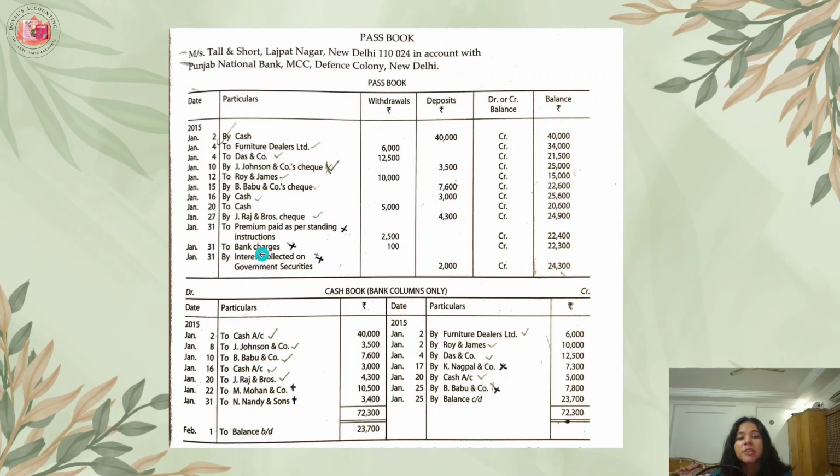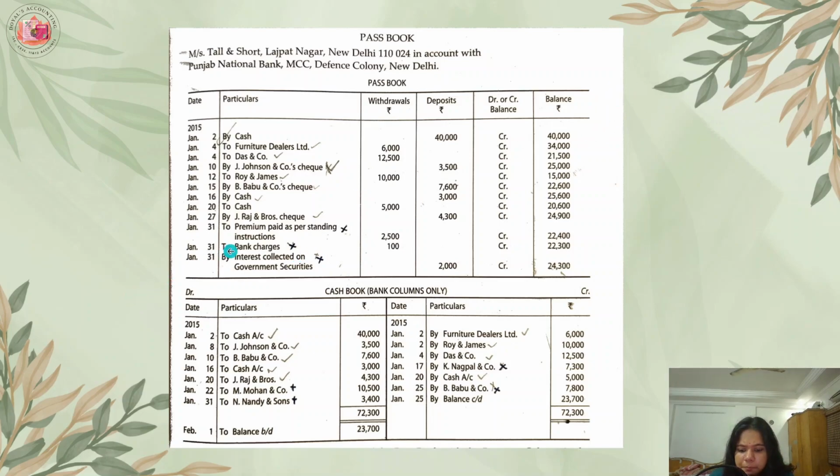Next we have bank charges. Usually banks charge a fee for maintaining accounts, and that will automatically get deducted from our passbook. But most times businesses are alerted a bit later, so there is a delay, or they do not record it in the cash book. So that is also another reason for difference.